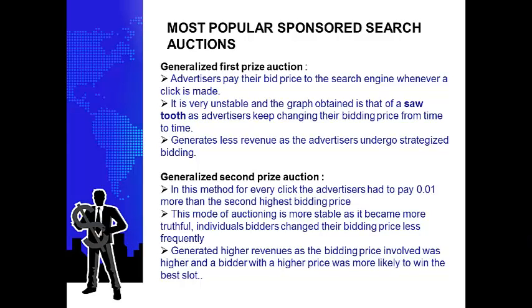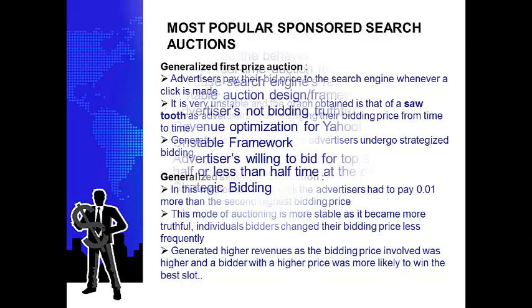In the generalized first price auction, the advertisers pay their bid to the search engine whenever a click is made. It is pretty unstable and it results in a sawtooth waveform, and it generates less revenue for the search engine. In the generalized second price auction, the advertisers have to pay the second highest bidder's bid. This mode of auctioning is pretty stable and it can generate higher revenues for the search engines.